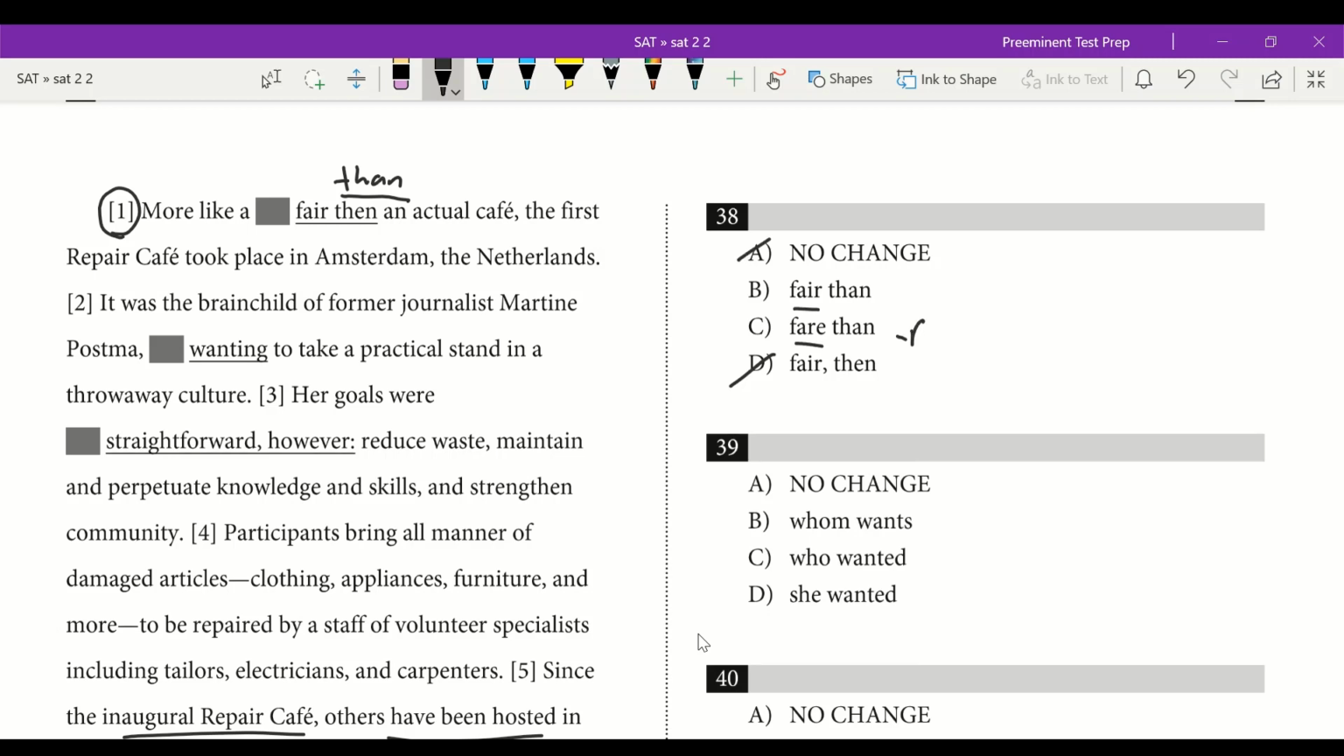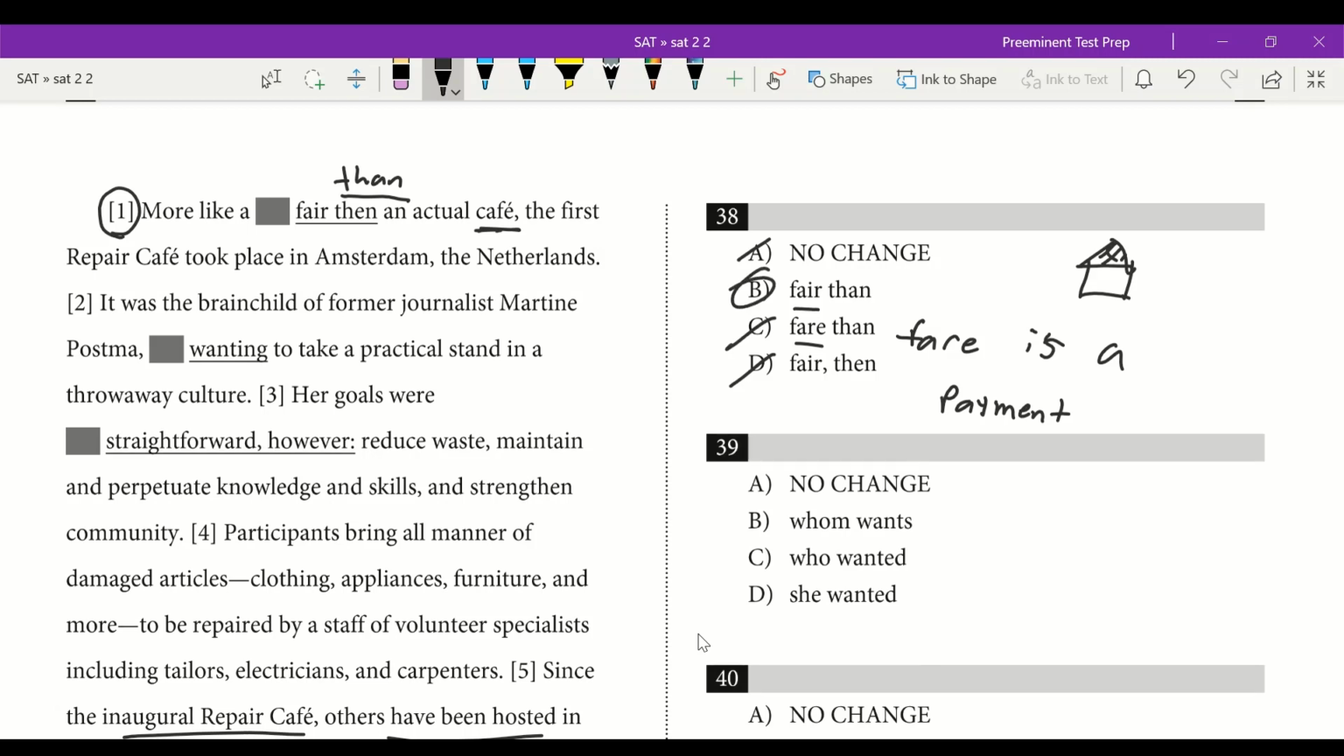Well, this type of fare is like a payment for a bus, right? Your bus fare, or your fare that you pay to take your car on a ferry to go from one state across the lake to another. So that type of fare is a payment. We're talking about a fair like in comparison to a cafe, so like your county fair, right? So let's just draw a little fair tent. That kind of fair. So our answer there is going to be B.